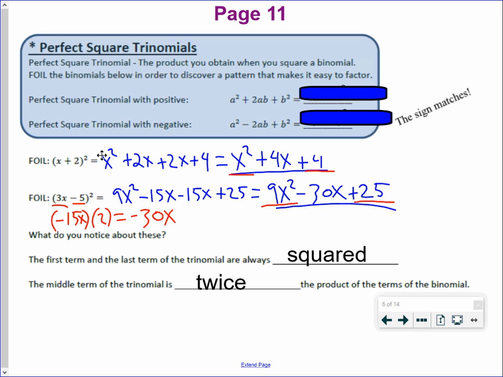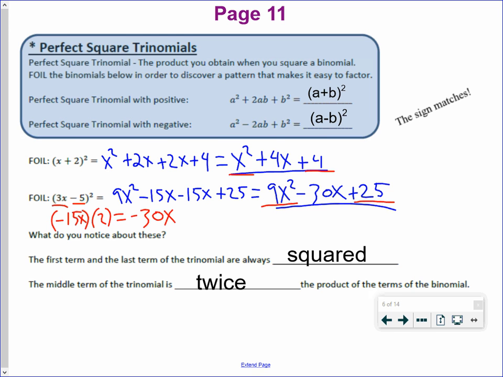And so a perfect square trinomial with a positive middle term gives us a plus b squared. That's the first thing we FOILed. We started with x plus 2 squared, and we ended up with a perfect square trinomial of x squared plus 4x plus 4. For a perfect square trinomial with a negative middle term, we'll get a minus b all squared. That's the second one. We have 3x minus 5 all squared, and that gave us a perfect square trinomial of 9x squared minus 30x plus 25.